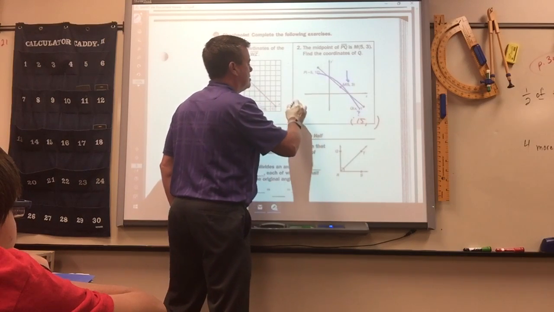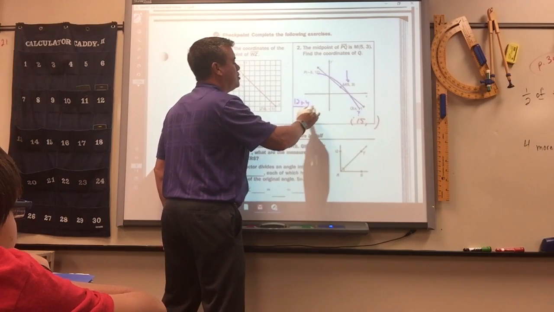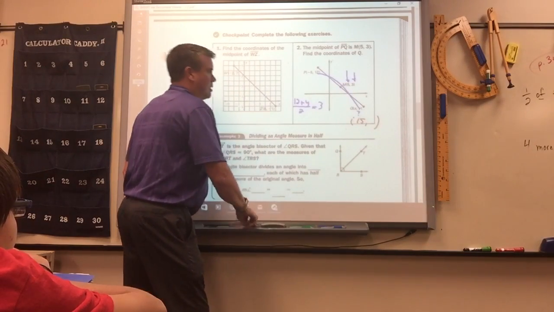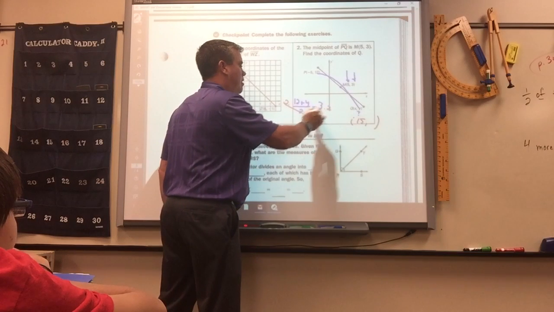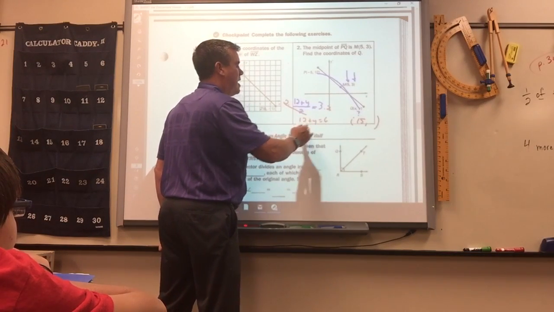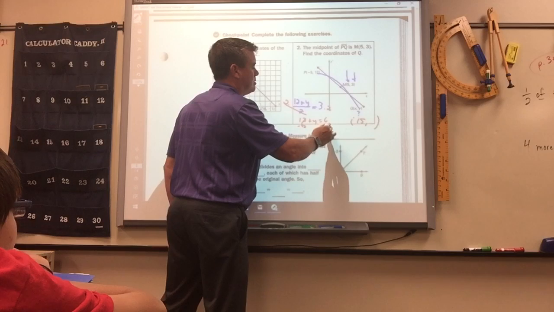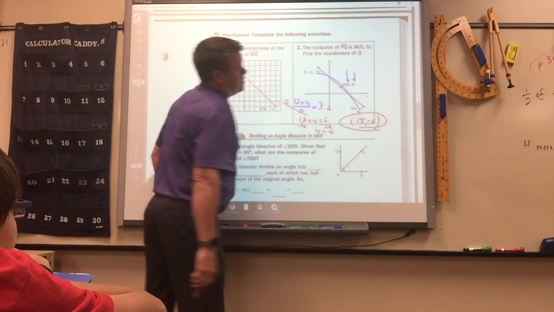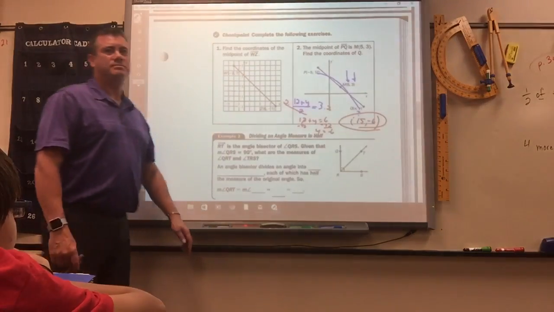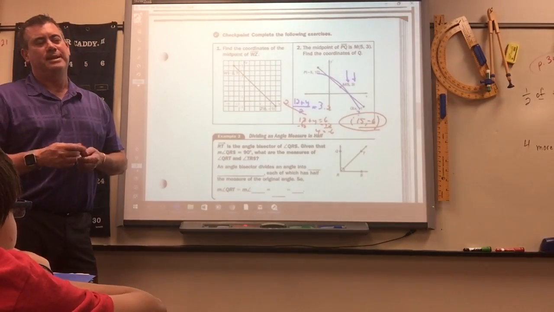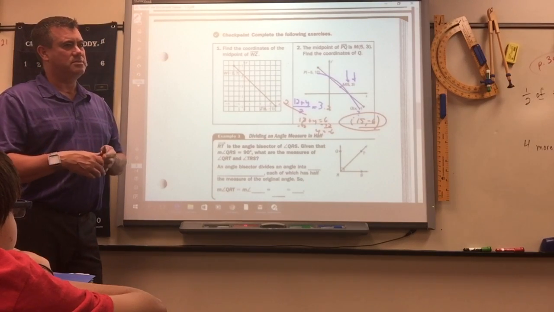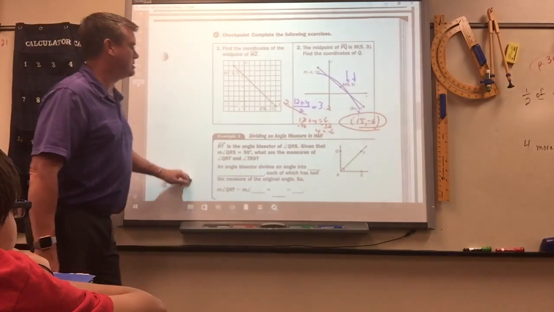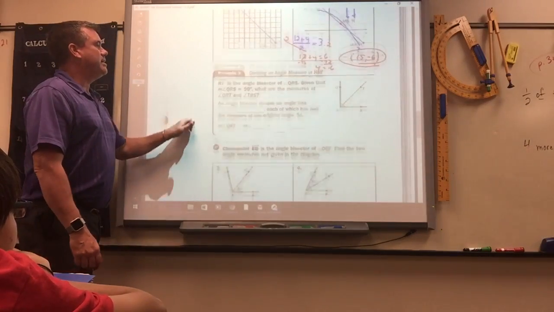Then you do the same thing with the y's. 12 plus y divided by 2 turned out to equal 3. So multiply by 2 and subtract 12, and you get y equals negative 6. So the endpoint is 15 over, 6 down. Okay? Those are the most confusing ones so far that we've done yet this year.